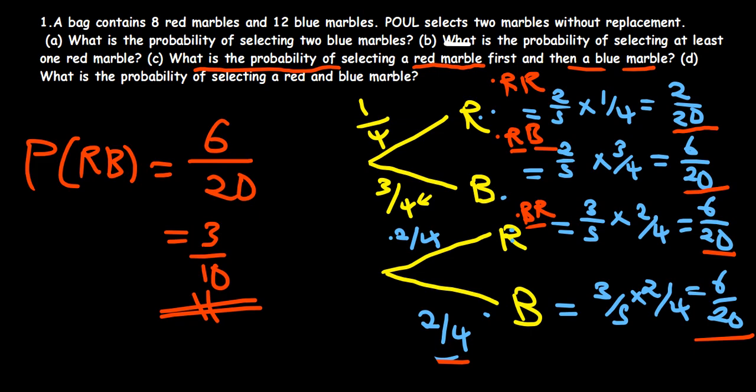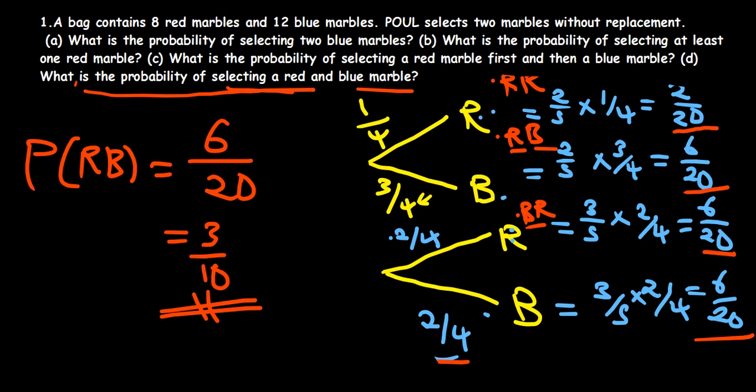So in this C here, there is an order that we are following. We get first the red marble and then the blue one. On D, it's quite the opposite. They are asking what is the probability of selecting a red and blue marble. In D here, there is no order, so we can first select a blue and then a red, or a red and a blue. The order doesn't matter.